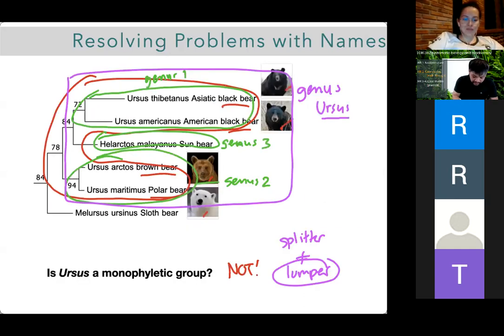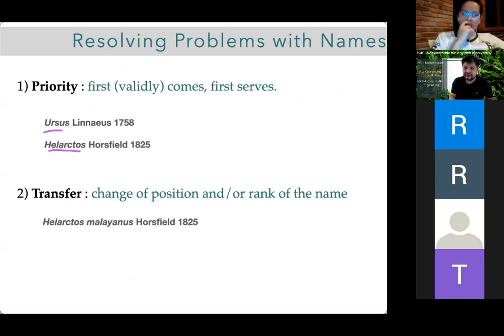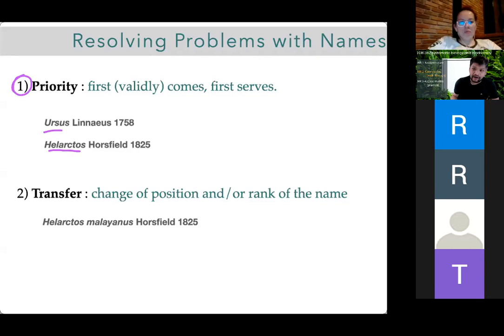So here's the problem, because you have two candidate names here. You have the original family name, Ursus, and you have Helarctos, the other genus name. So you're going to combine these two genera together. Which one is going to rule as the name? And your instinct is always correct, because just like in a human family, the original family, the one that comes first, gets the priority. So the first rule is priority. First come, first served.